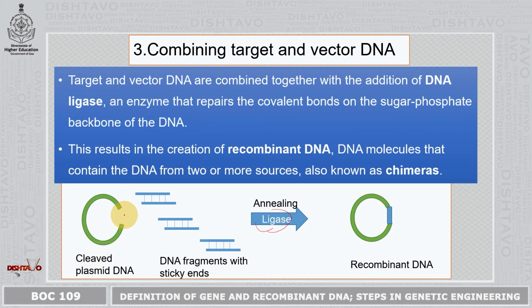So you have the plasmid DNA plus the DNA fragments which are formed and which have the sticky ends which are being produced. They will be ligated together, and you have now the complete recombinant DNA which is being formed by the use of this ligase enzyme. So this results in the creation of recombinant DNA, that is the DNA molecules that can contain the DNA from two or more sources, and they can also be known as the chimeras.